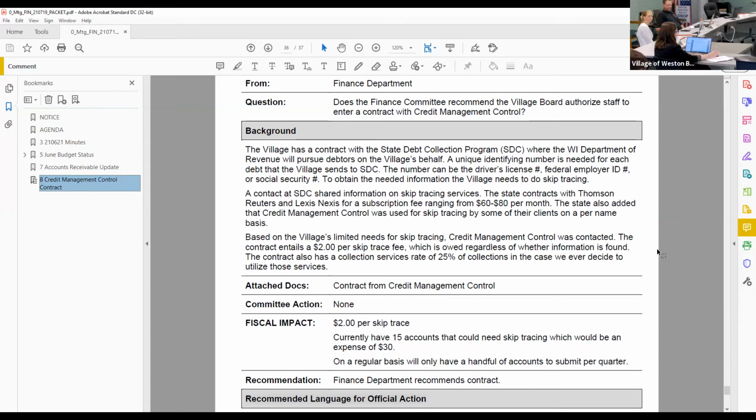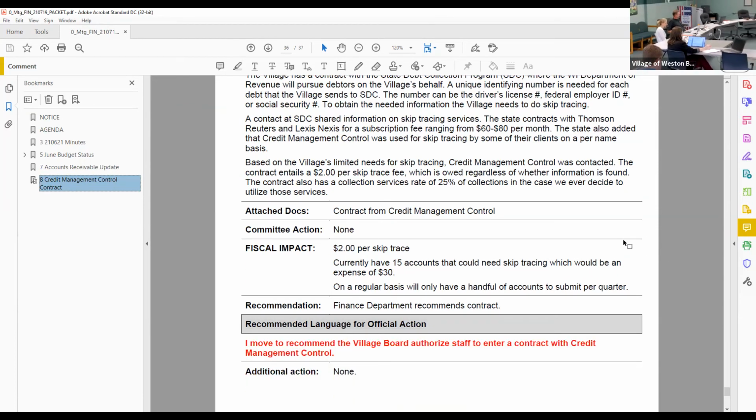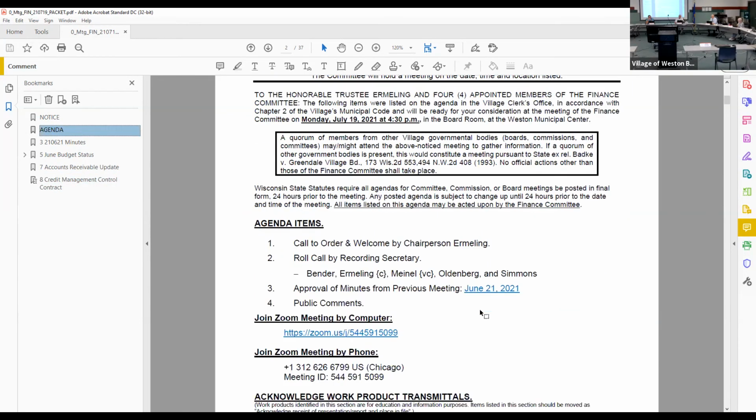Any questions or comments? Okay, what's your recommendation to the village board? I move to recommend we enter into the contract with credit management control. Have a second? Second. Second by Mark. On the question? All in favor signify by saying aye. Aye. Opposed? So carried.